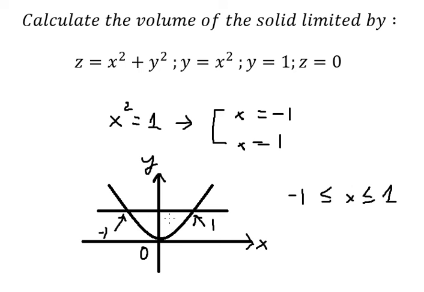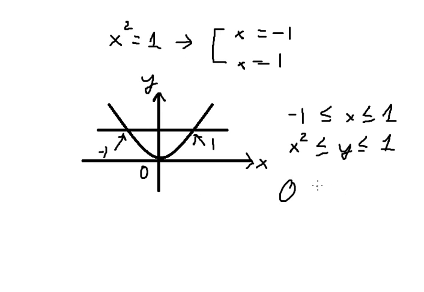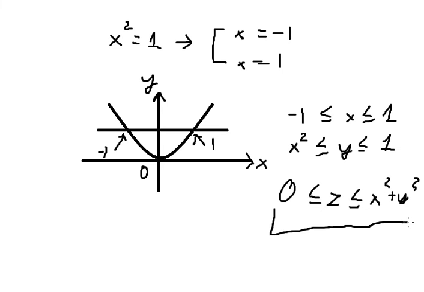About y, we can see that y equals 1 is on the top, and y equals s squared is on the bottom. So in this situation, we have s squared to 1 for y. About z, we see that z equals 0 and s squared plus y squared. This is a positive number, and positive is always greater or equal to 0. So the bound of z should be like this, because these numbers are always positive.